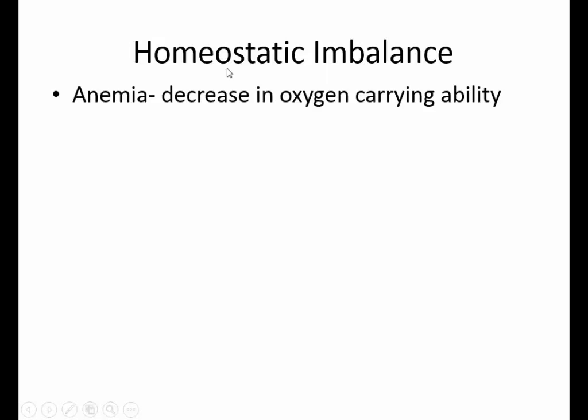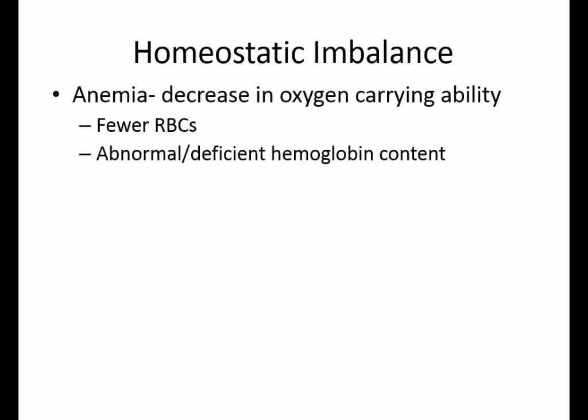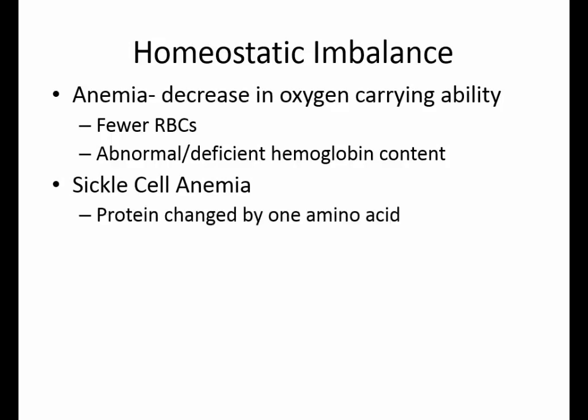Anemia is a condition where there is a decrease in the oxygen carrying capability of the blood. This occurs either because there are fewer red blood cells or because there is a deficient hemoglobin or perhaps an abnormal hemoglobin that cannot carry oxygen. One anemia is sickle cell anemia. Here, the hemoglobin is abnormal. The hemoglobin protein has been changed only by one amino acid, but it changes this hemoglobin's ability to carry oxygen.